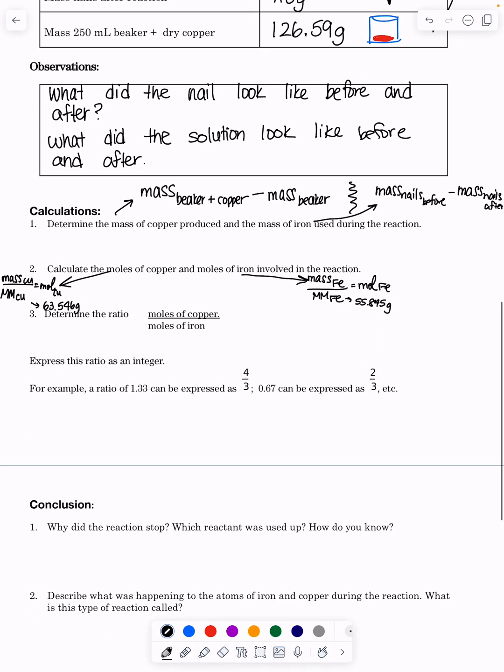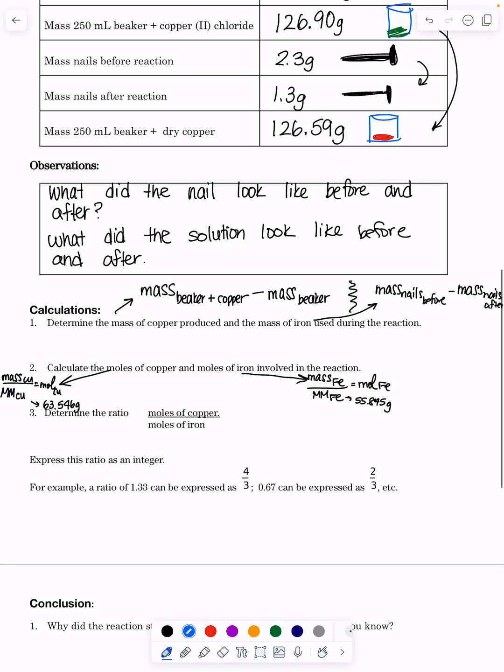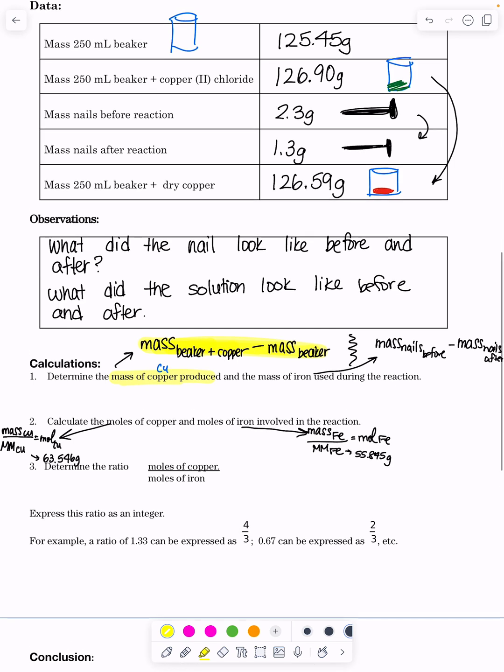Then I'm going to walk us through the calculations here together. The first calculation says determine the mass of copper produced, which copper is Cu, and the mass of iron used. I'm going to help color code to keep this on track here. If I want to get the mass of the copper that was produced, I need the mass of the beaker and copper, which for me was 126.59, minus the mass of the empty beaker, which for me was 125.45. These are sample calculations, so it is my hope that you use your own data.